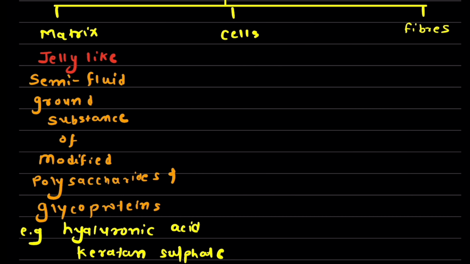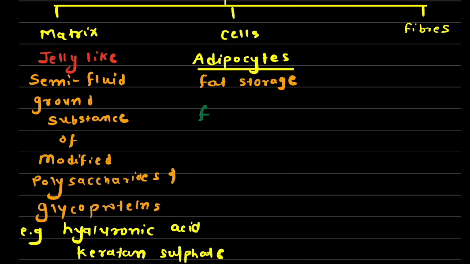Second one is called cells. कौन कौन से type of cell होते हैं? There are numerous types of cells such as adipocytes. What is the function of adipocyte? Fat storage. Second होगा fibroblast. It's secreting fibers. Third one is called plasma cells.